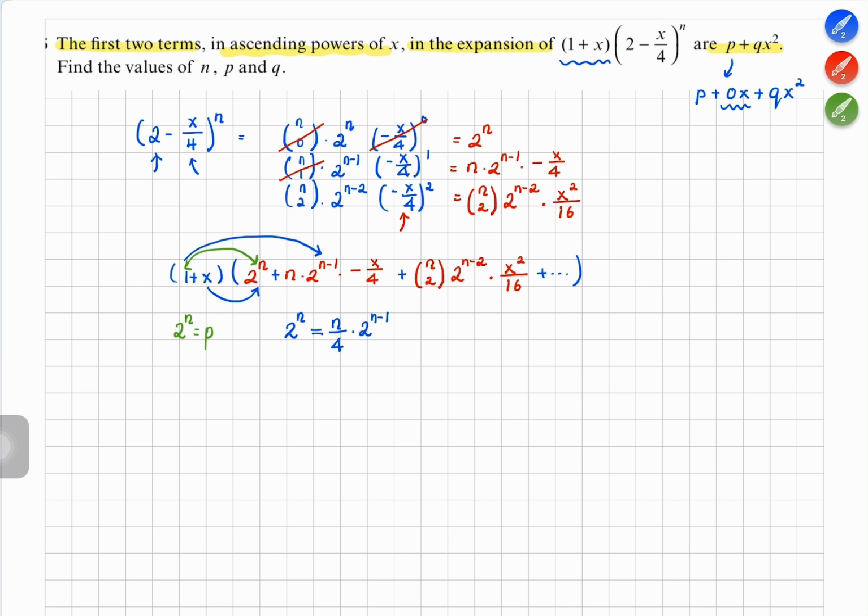Now let's figure out what is the n value. You see, at this point you can see you're having 2 power of n minus 1. So how to write it? N over 4 times 2 power of n divided by 2. And this is equal to 2 power of n. Since both sides I have 2 power of n, I can balance them off. Therefore, you can see that n divided by 8 is equal to 1. Therefore, n is equal to 8. So simple. Now you substitute into this and you will easily get your p. So what is your p? P is 2 power of 8. So you can solve for it.